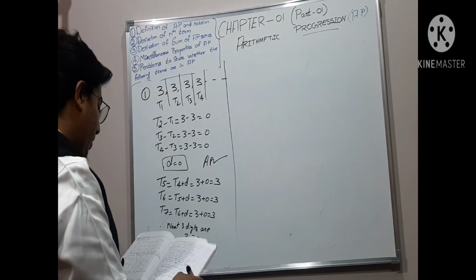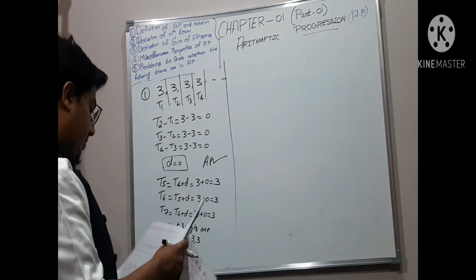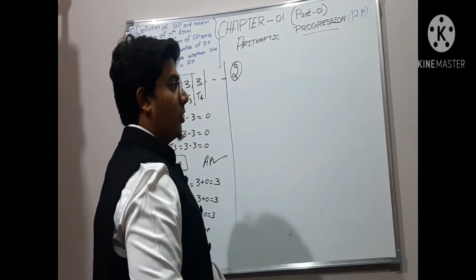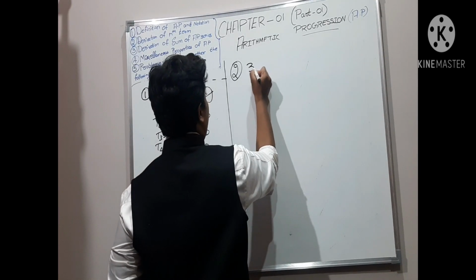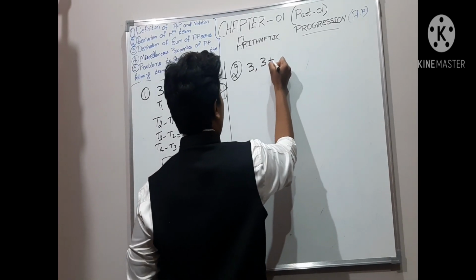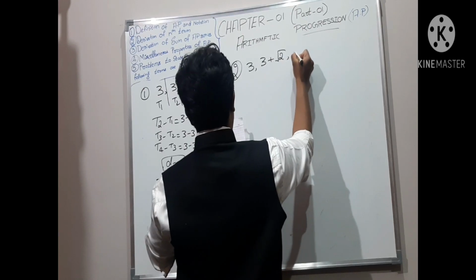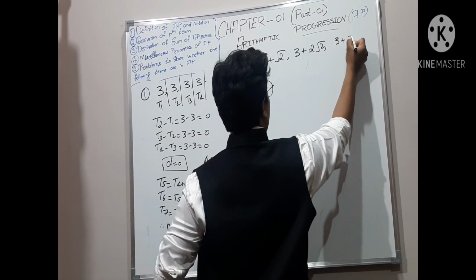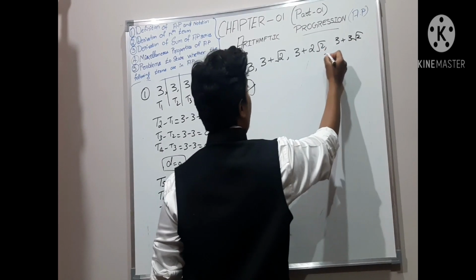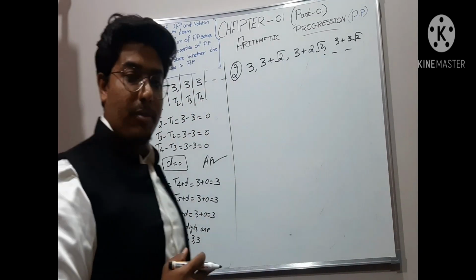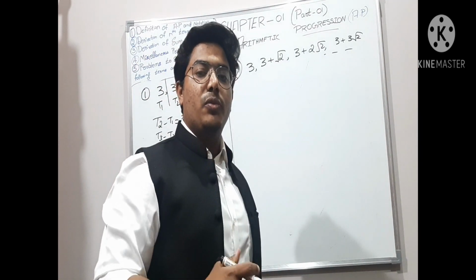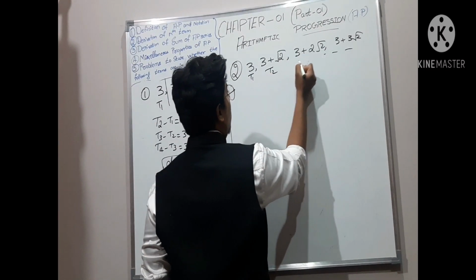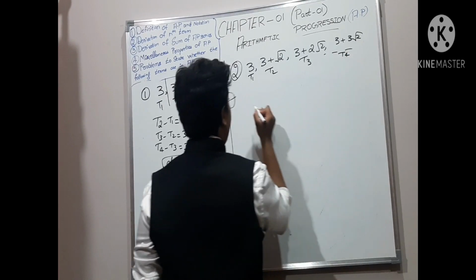We will solve another problem in order to get a better understanding. Consider the second series: we have to find out whether the series is in arithmetic progression or not. 3, 3 plus root 2, 3 plus 2 root 2, 3 plus 3 root 2, and so on. We need to find whether the series is in arithmetic progression, and if it is, we need to find the next terms. Here this is T1, T2, T3, and this is T4.